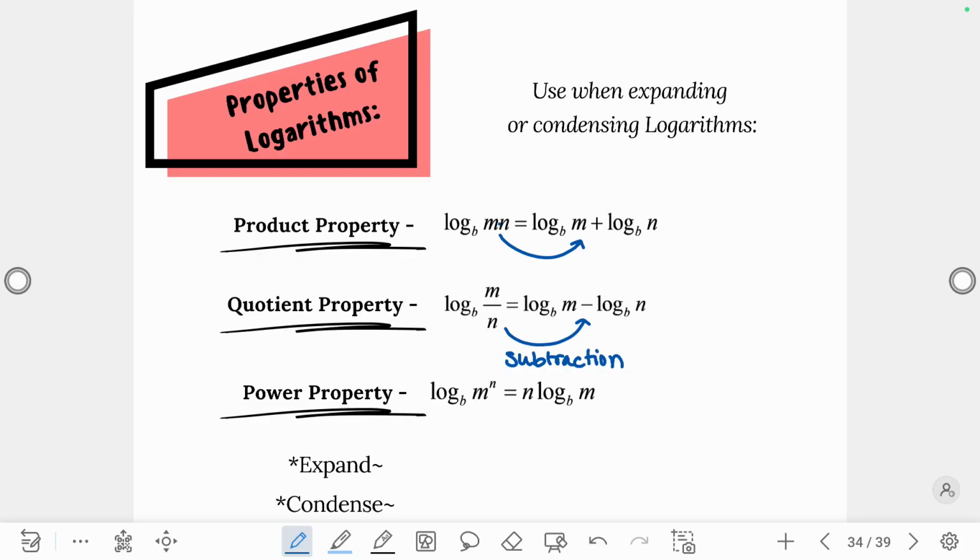So up here, multiplication transferred to addition, and division became subtraction. And then with the power property, this one might have seemed the weirdest, because really what's happening here is our exponent, that n exponent, is being transferred to the front of the logarithm, but really what's occurring is it's becoming multiplication.